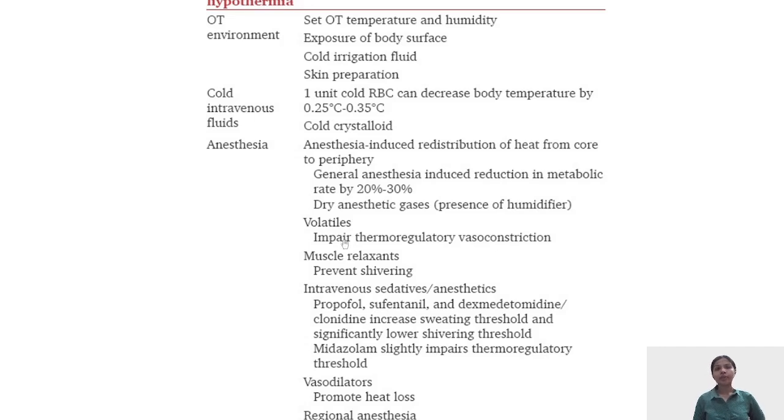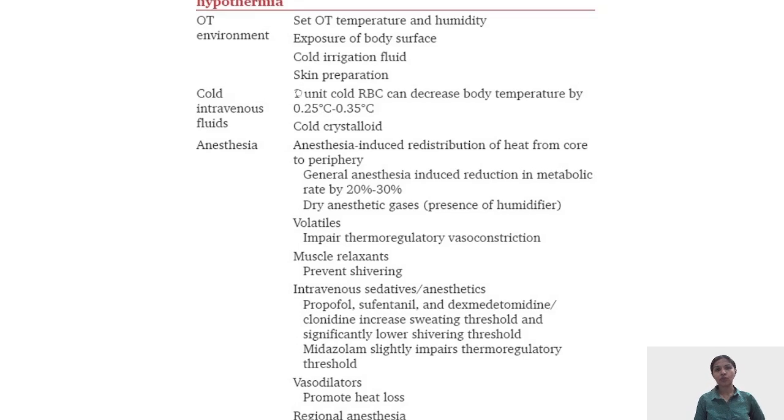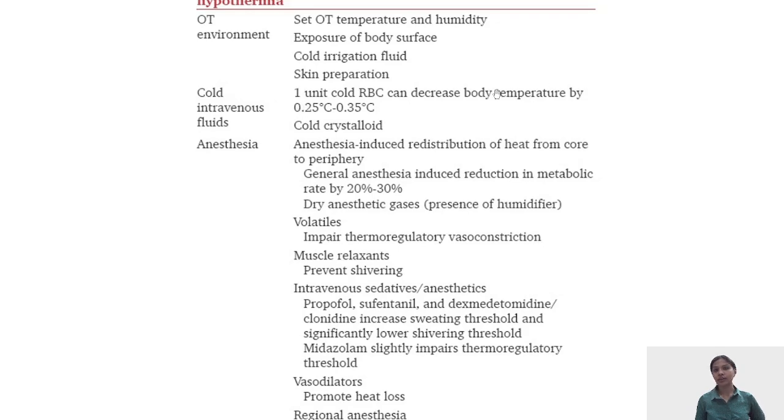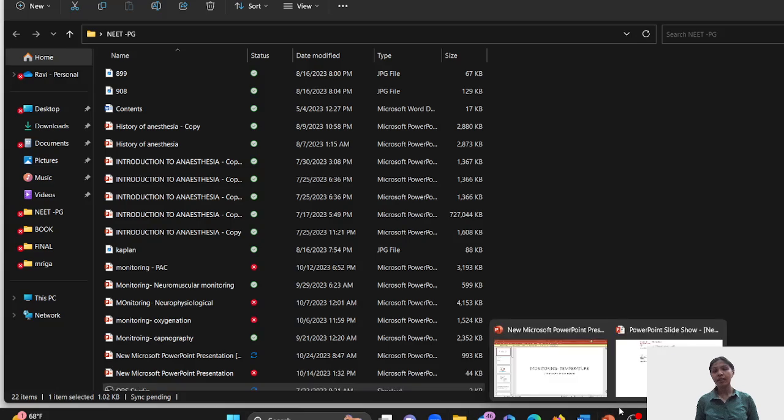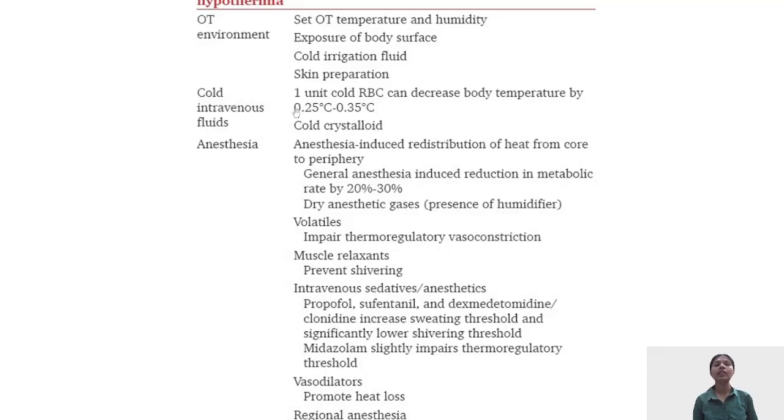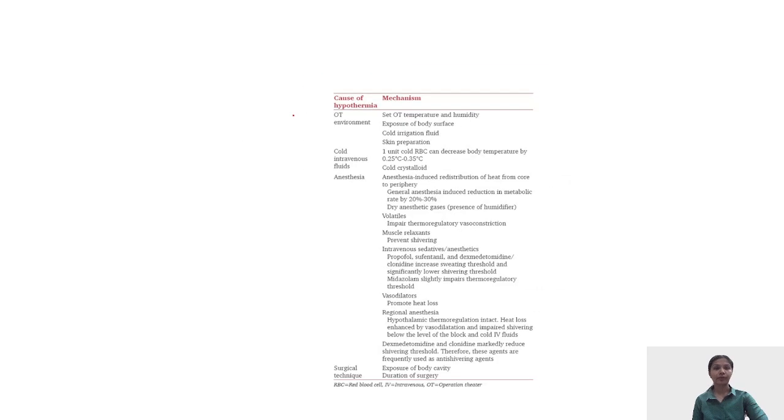Intraoperatively, one of the most important values which you all have to remember is this: 1 cold unit of RBCs that you all transfuse as interns can lead to a decrease in body temperature by 0.25 to 0.35 degrees Celsius. And in general, our anesthetic agents lead to a decrease in the basal metabolic rate by 20 to 30 percent.